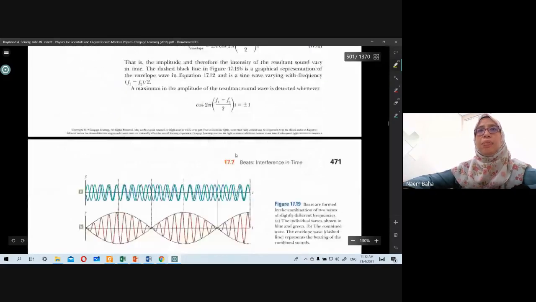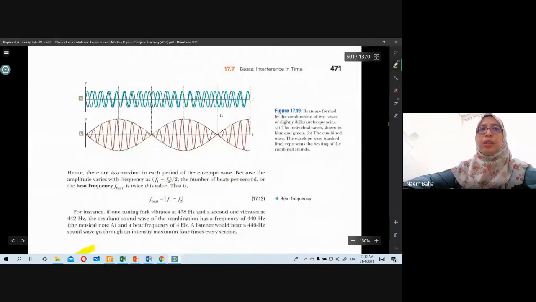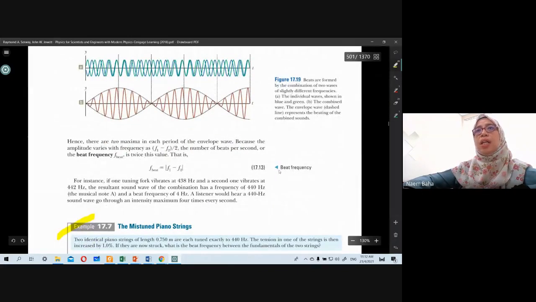Okay, this is not as important. Remember that this is not. This is the one that you need to take into consideration: beat frequency. What is beat? Beat is the difference of these two frequencies when they overlap.